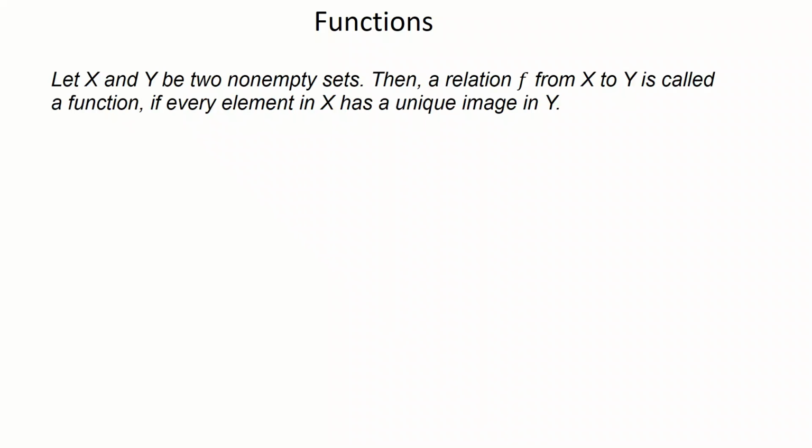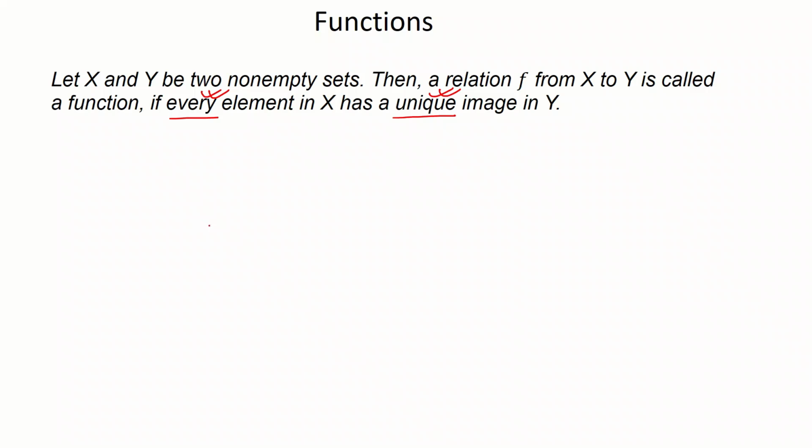Assume that we are given two sets, X and Y. Then a function is a relation from X to Y such that every element in X has a unique image in Y. So you have to make sure that you remember three things. First thing, functions are actually a relation. The second thing is this word every. It says that every element in X has to have a unique image in Y. So you have to understand these two words very carefully. First, every element in X. Second, a unique image in Y.